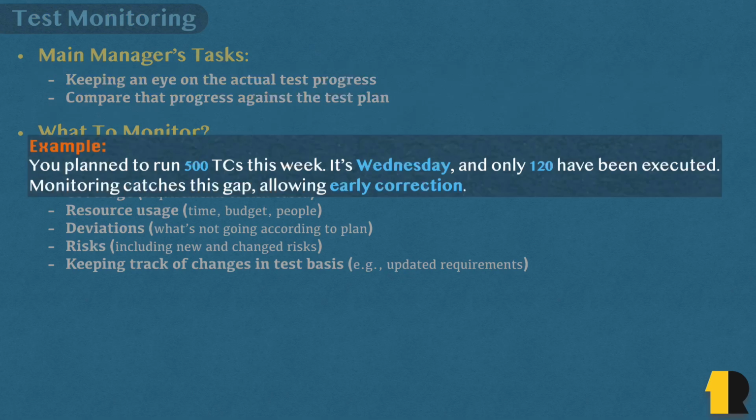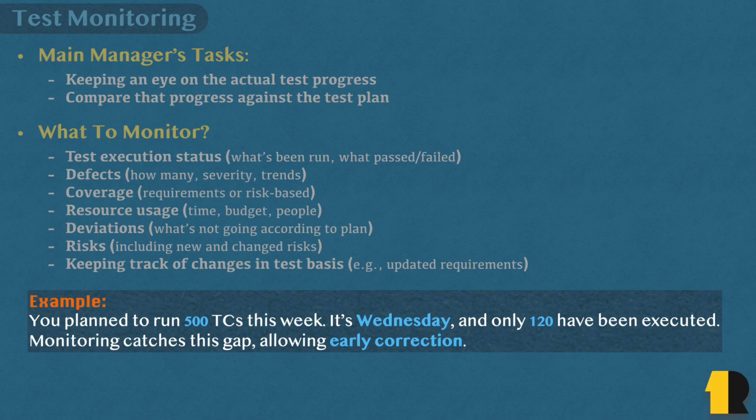Let me give you a small example. Suppose you have planned to execute 500 test cases this week. It's already Wednesday, and when you check, you find that only 120 test cases have been executed so far. Now, without proper monitoring, you might only realize this problem on Friday, too late as a matter of fact. But with good monitoring in place, you can catch this gap very early and you can immediately start investigating why things are moving more slowly and how you can fix it. Pretty powerful, I must say.